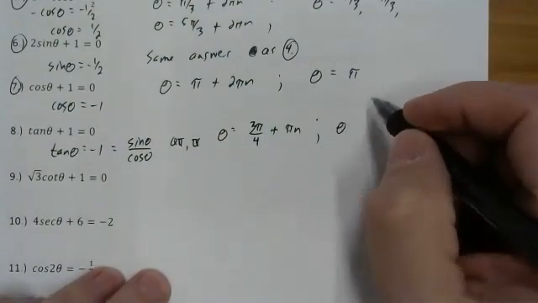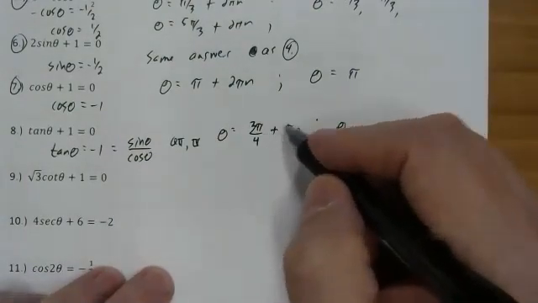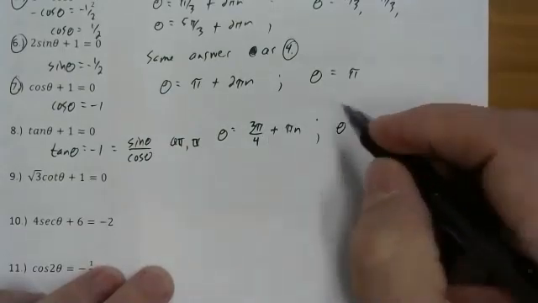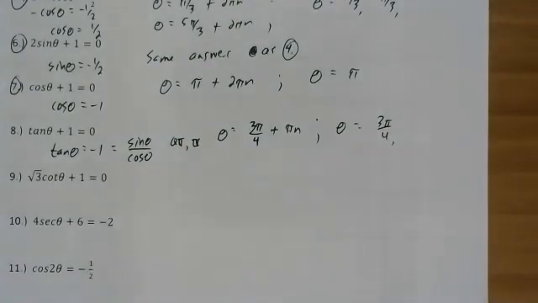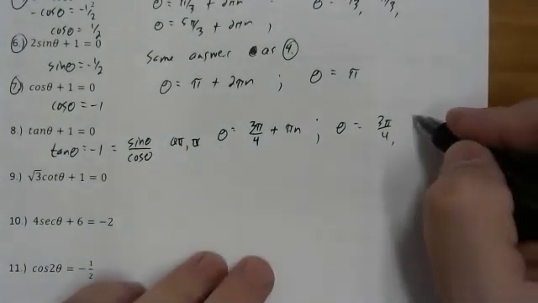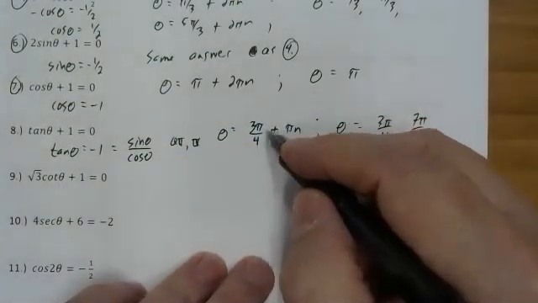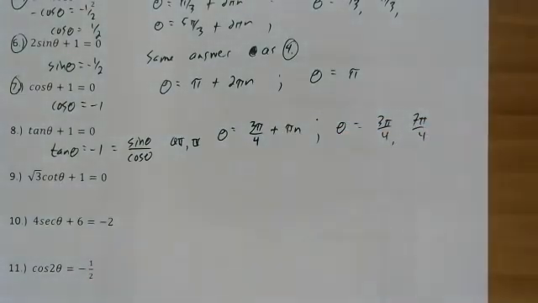Now for the specific solution, when I plug in 0, you get 3 pi over 4. When you plug in 1 for n, you get pi plus 3 pi over 4, which ends up being 7 pi over 4. And those are going to be your specific solutions.